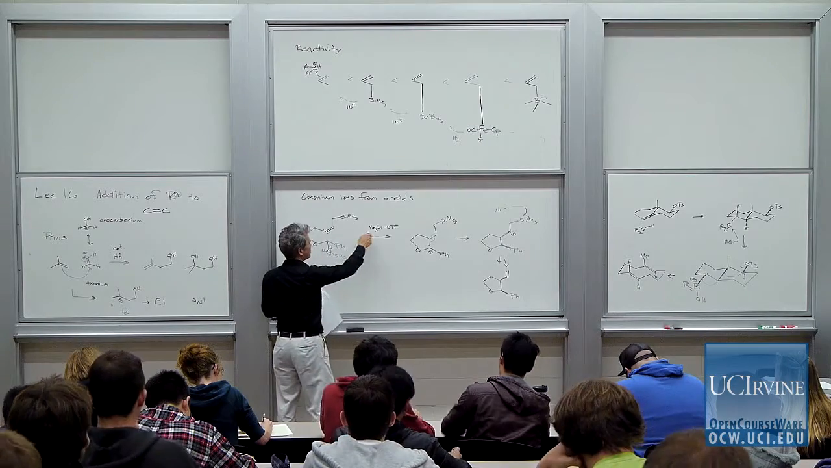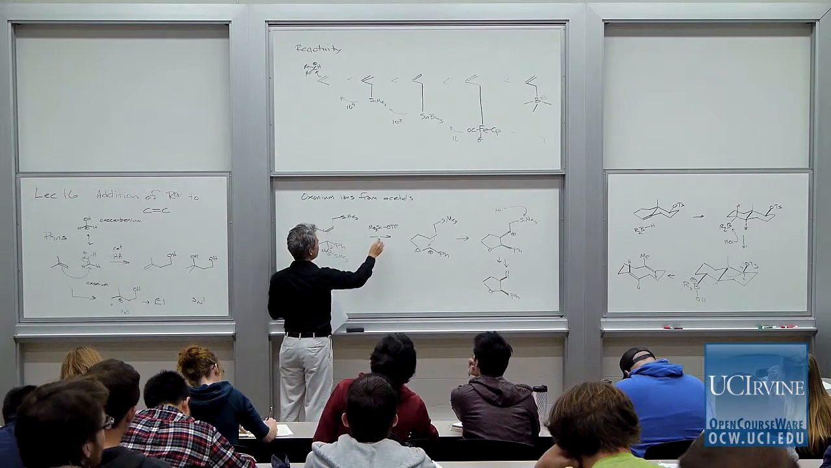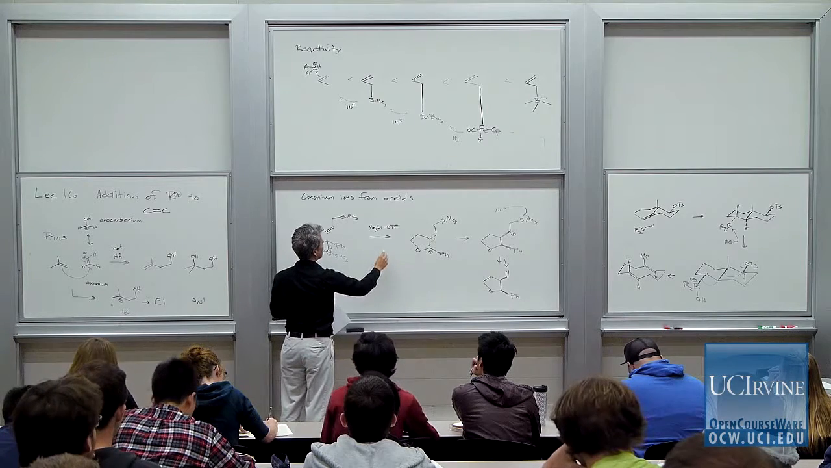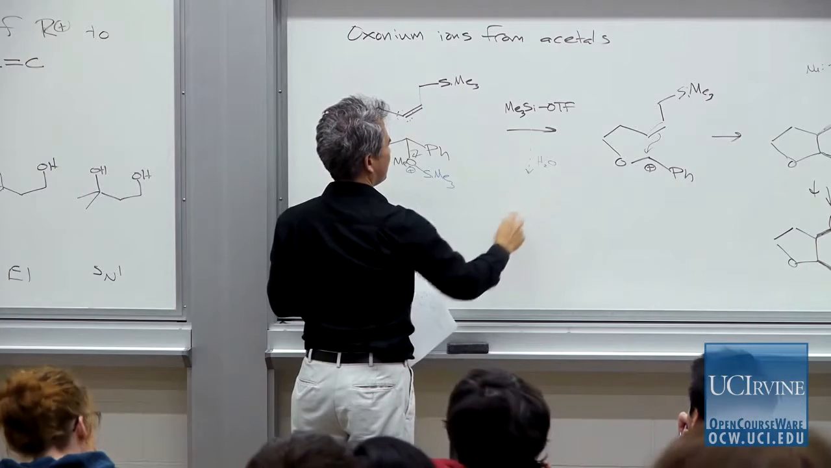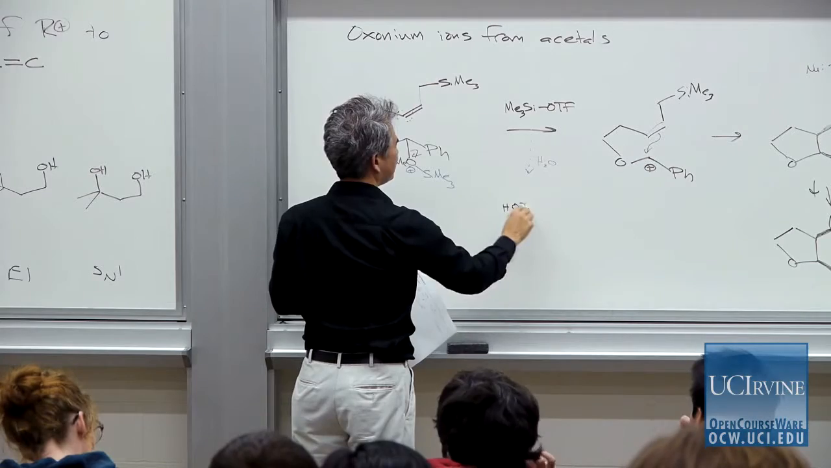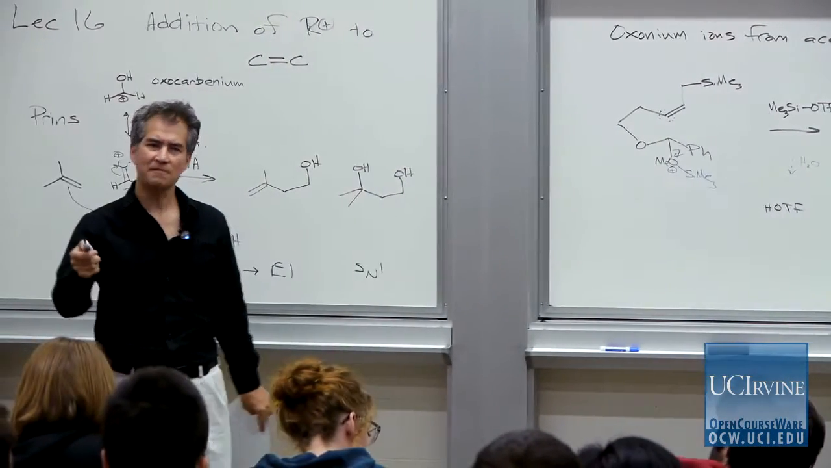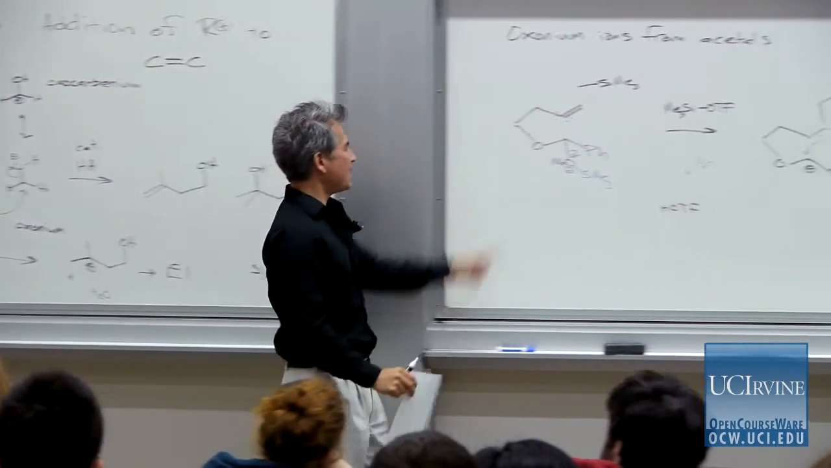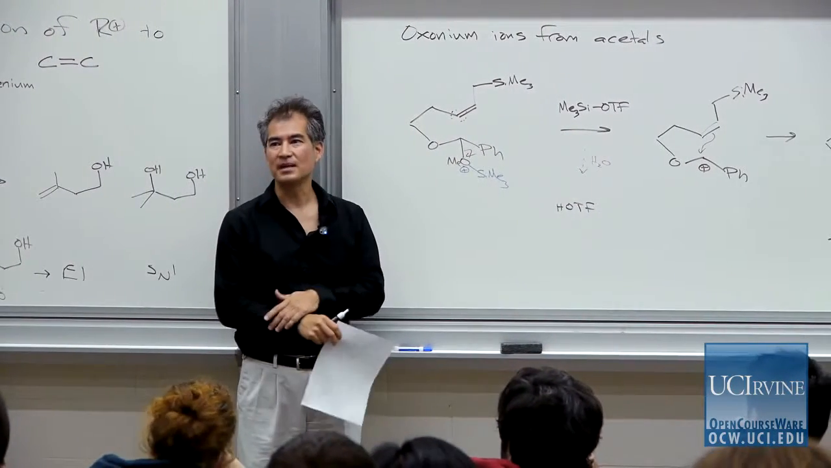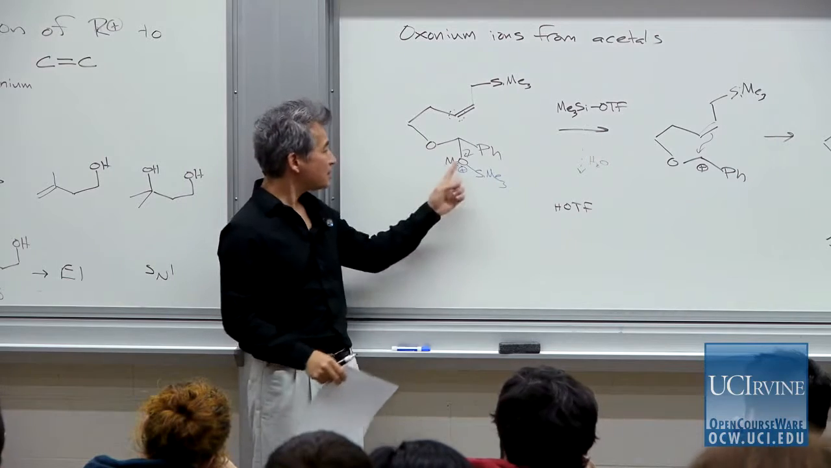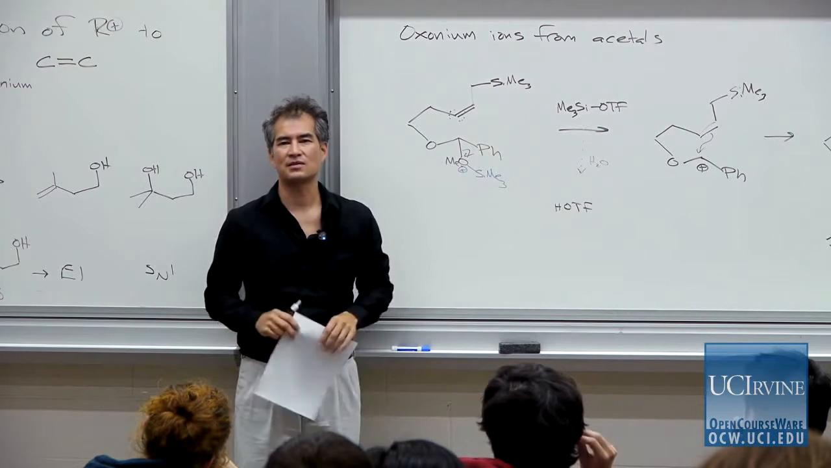In the early days where people used TMS triflate, if you get even the slightest bit of water, and it's hard to keep out water vapor, you end up getting triflic acid as a byproduct floating around. And that is a much faster agent for activating this to give oxocarbenium ions. It's much faster to transfer protons than to transfer silicon.